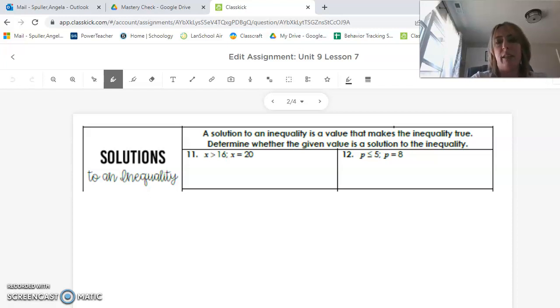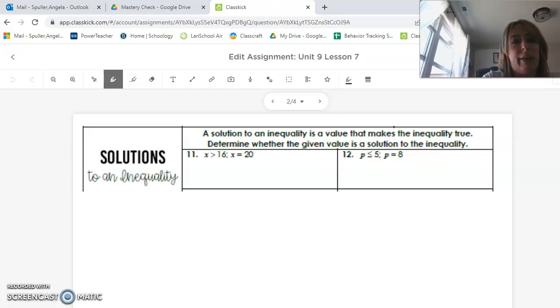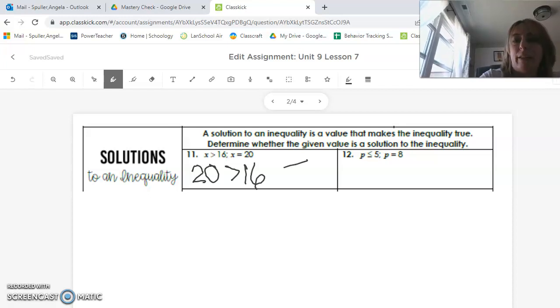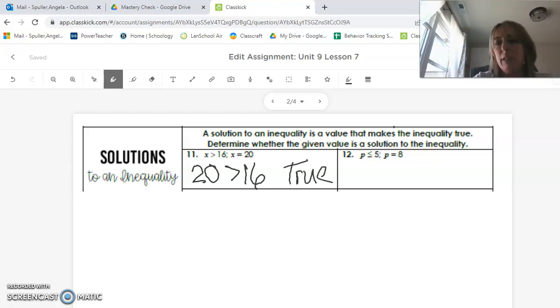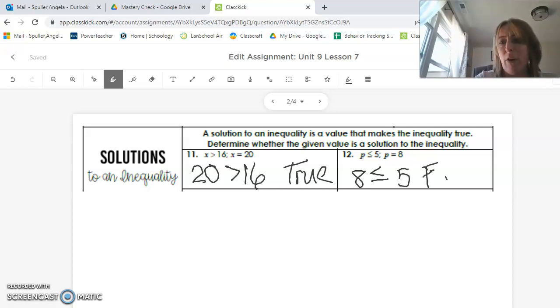So here they have x is greater than 16, and they say x is equal to 20. 20 is greater than 16. Is that true or false? Well, we all know that that is 100% true. Okay. How about this one? P is less than or equal to 5. If we say P is equal to 8, is 8 less than or equal to 5? Well, it's not less and it's not equal, so this is false.